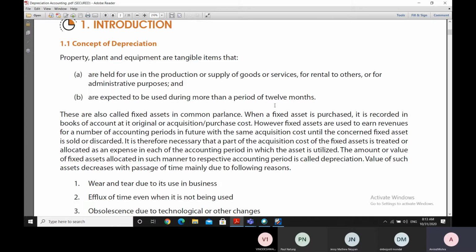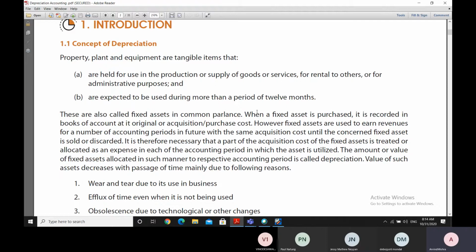Because if they are expected to be used for less than 12 months, we'll provide the entire cost of that property, plant or equipment in that year itself as an expenditure. But if they are expected to be used for more than a period of 12 months, then only the point of allowing depreciation would arise. Now, in common parlance, these are called fixed assets, the property, plant and equipment.